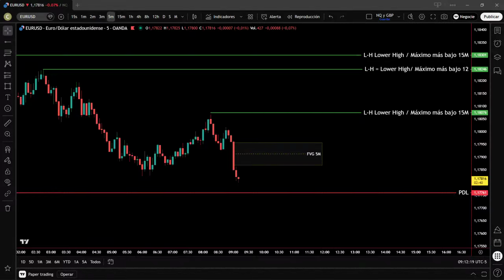The key lies in the reaction at the PDL. As long as there is no solid close below it, the reversal structure remains on the table.